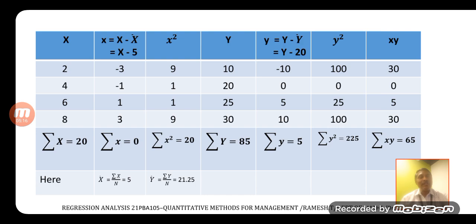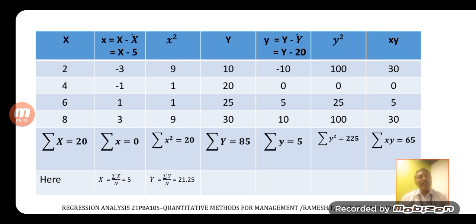The n is number of data, which is 4. Therefore, 20 divided by 4 is equal to 5. That is x bar, the average of x, so x bar is equal to 5. So we calculate the deviation, that is small x or dx, which is x minus x bar.